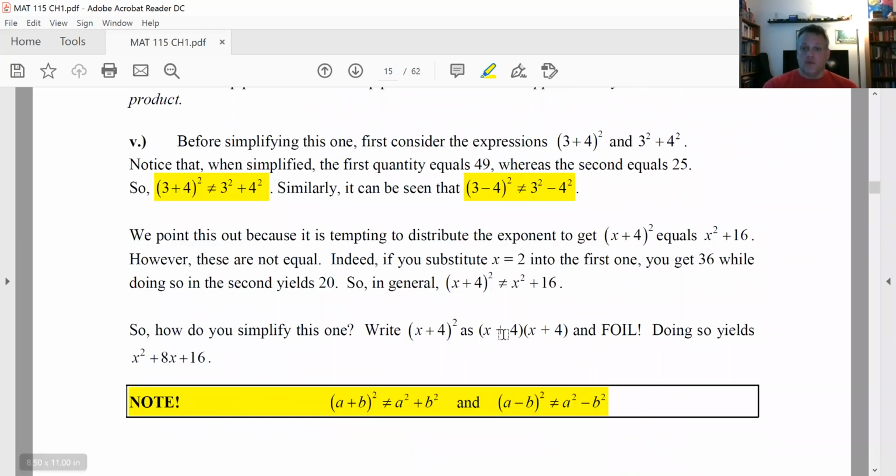And so what you do here, you'd have the x times the x. It gives you the x squared. You do get a 16 from the 4 times the 4, but you also have the outer terms and the inner guys you have to multiply together. Each of those gives you a 4x. That's where that middle term of an 8x comes from. So just be careful when dealing with binomials squared. You have that middle term that you have to account for.